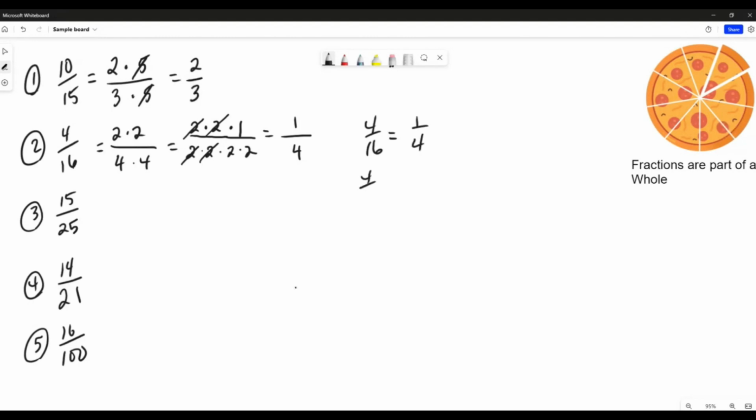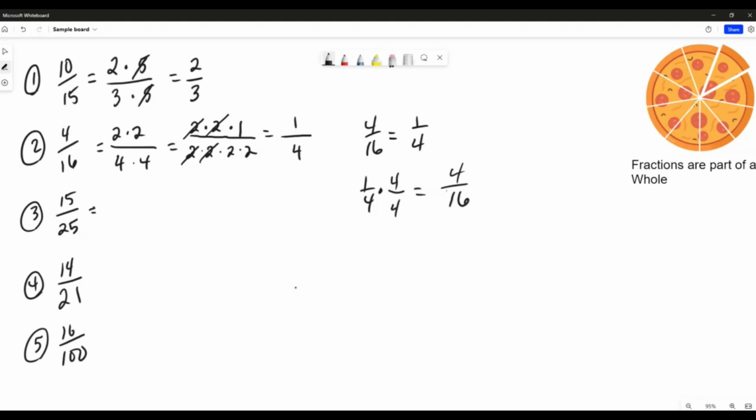Because, backwards, in order to change 1/4 into 16ths, like we did earlier, I would have to multiply the top and bottom by 4. 4 times 1 is 4. 4 times 4 is 16. So we're taking what we did earlier and we're just working backwards from it, okay?